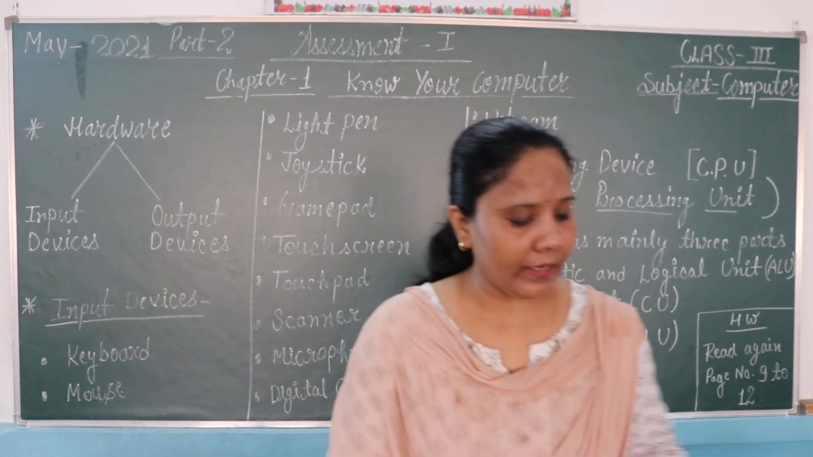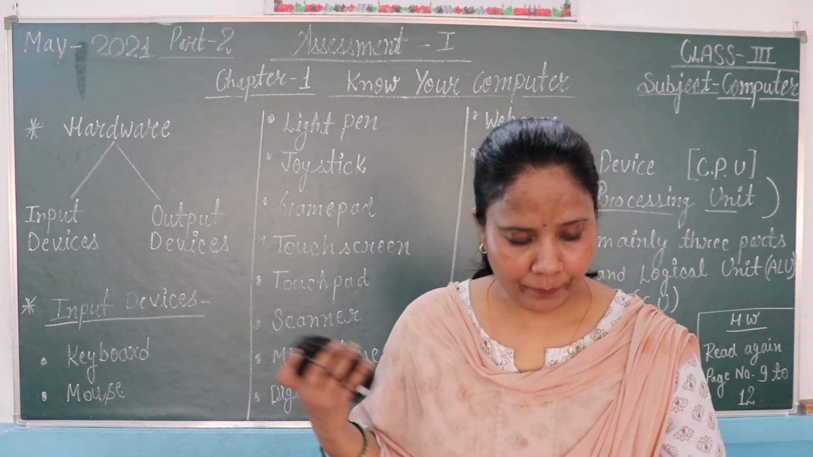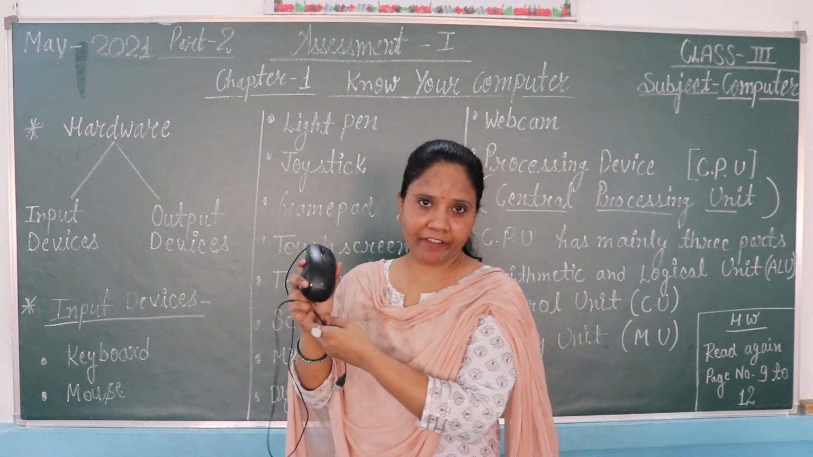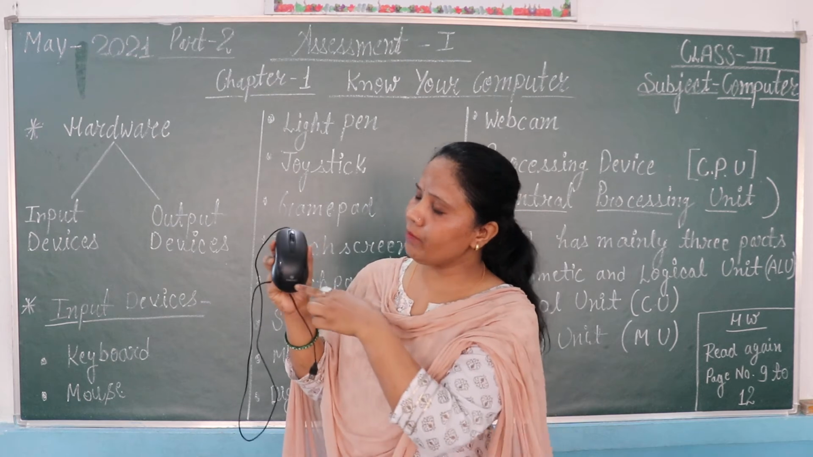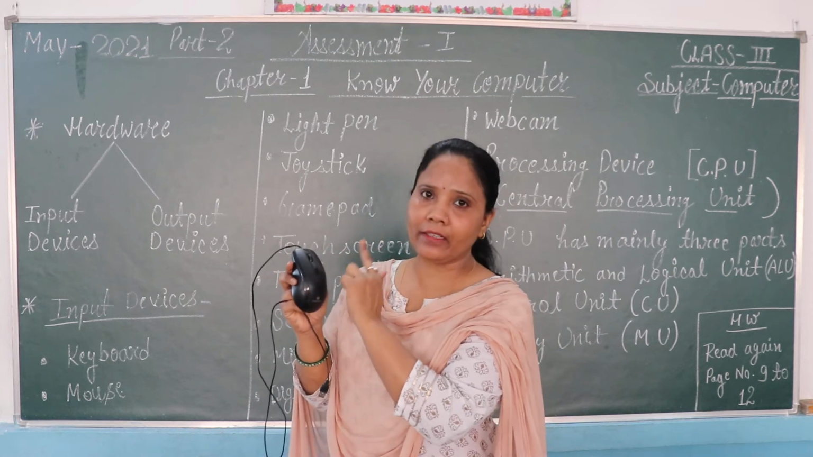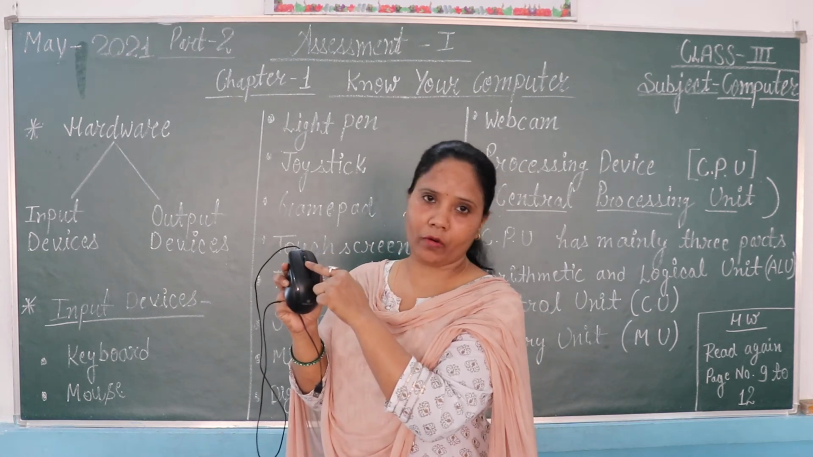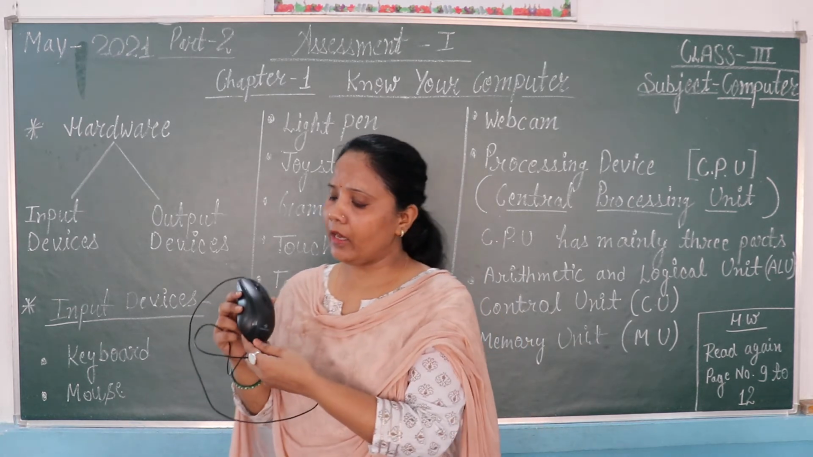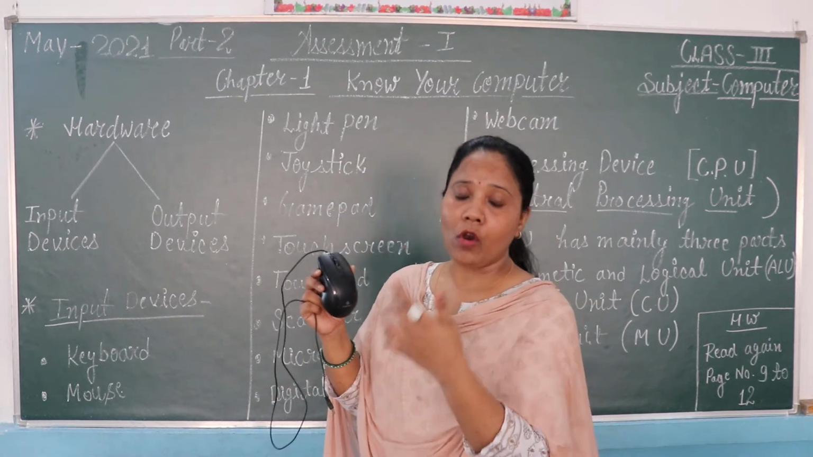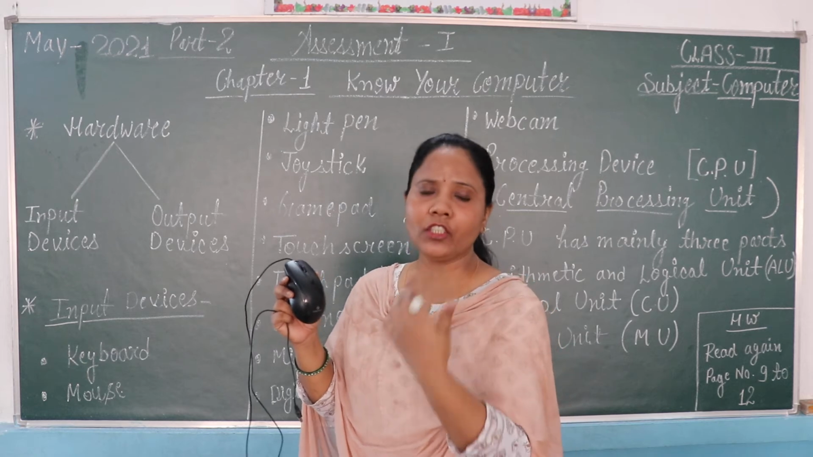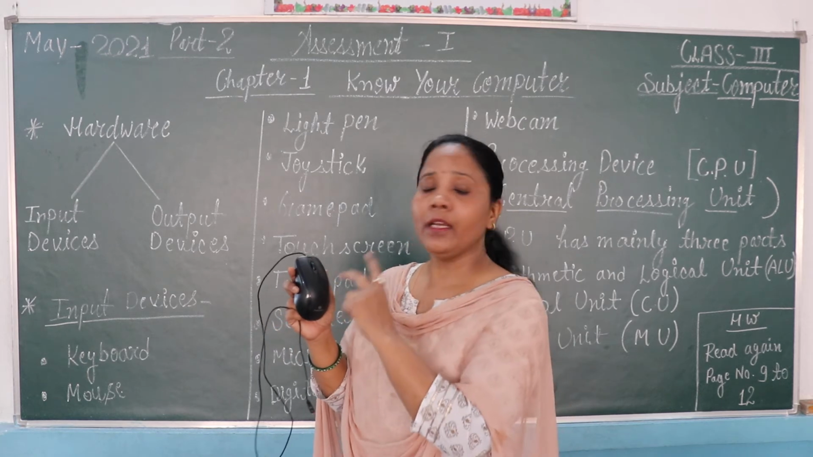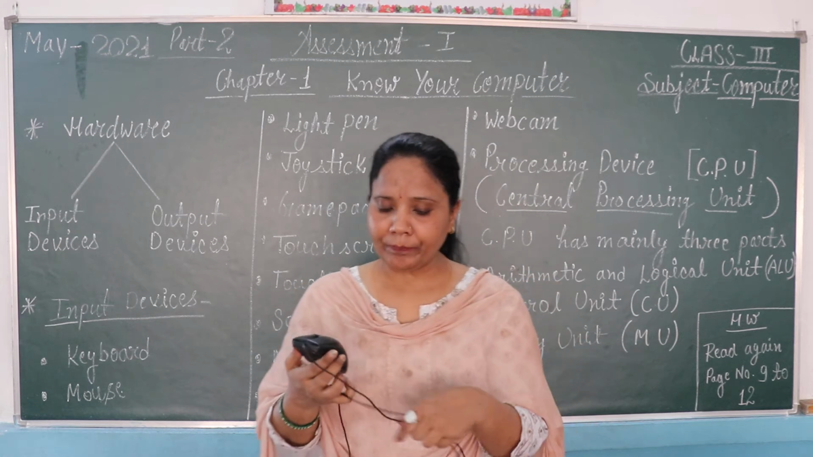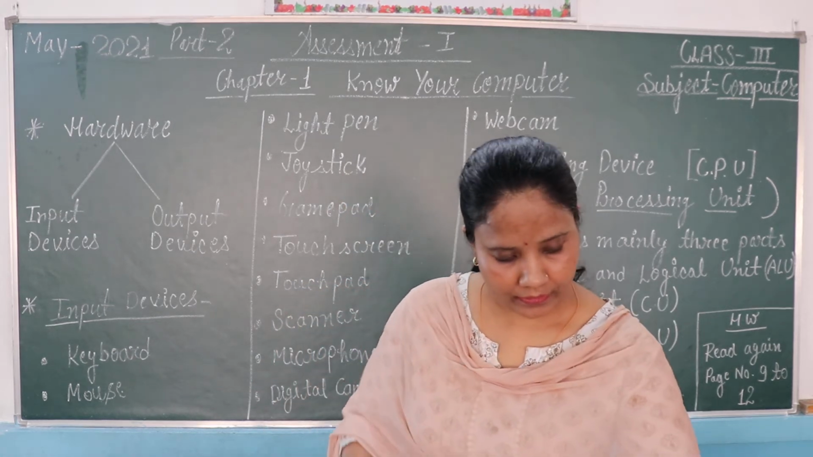Let me show you an example. So this is the mouse. Have you recognized this? This is the mouse, and this is the right button and left button, and this is the scroll button. We can start any work on the computer and give any instruction by clicking the left button and right button. Okay, let's start.